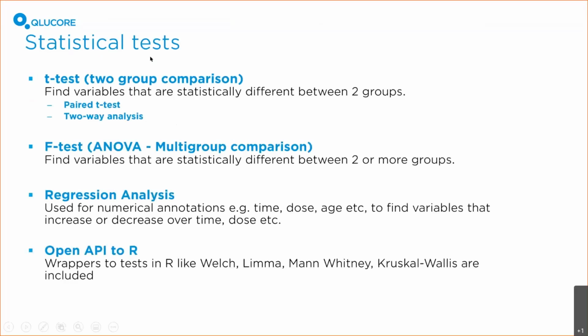So the statistical tests that are available in the software are the t-test, which we call the two-group comparison. And we will today also talk about the paired t-test and the new two-way analysis. Then we have the F-test, or the multi-group comparison, and regression analysis, both linear regression as well as rank regression, we'll show you. And then we also have some R-scripted tests like Welch, Limma, Mann-Whitney, and Kruskal-Wallis that we will have a look at how to use.